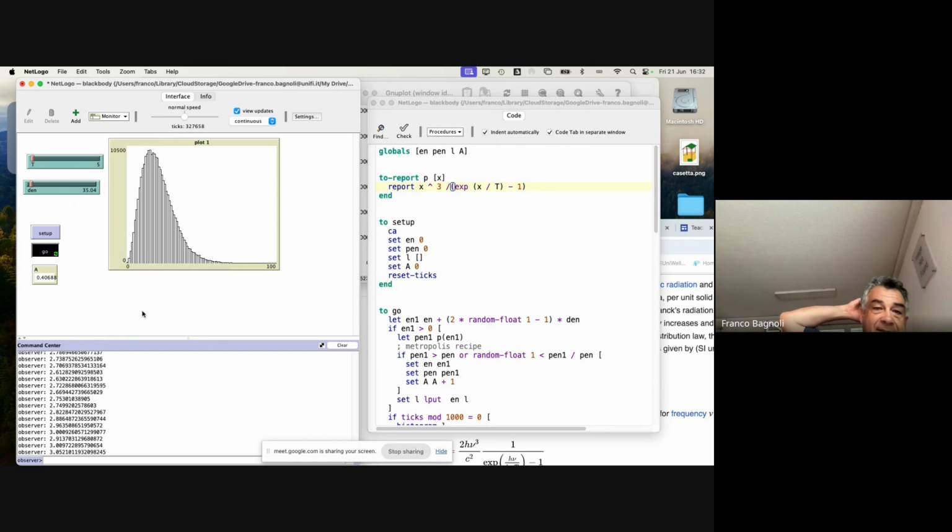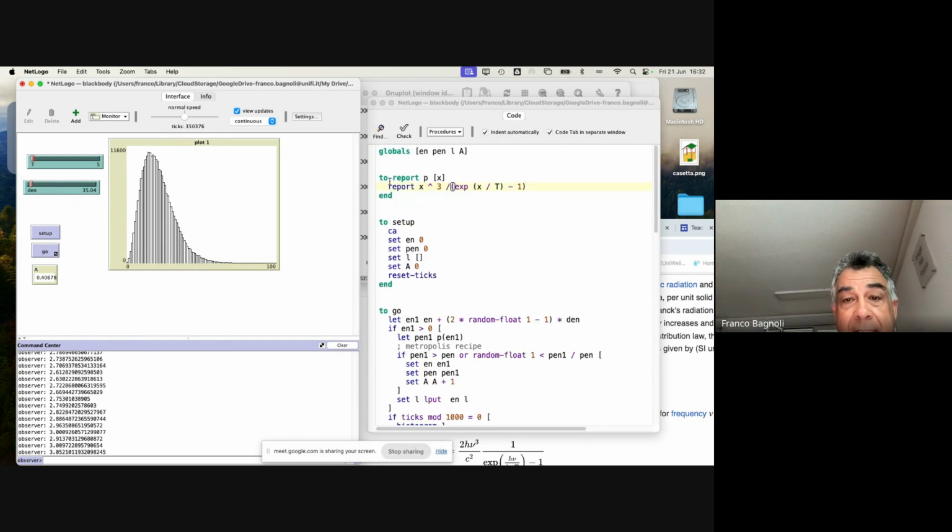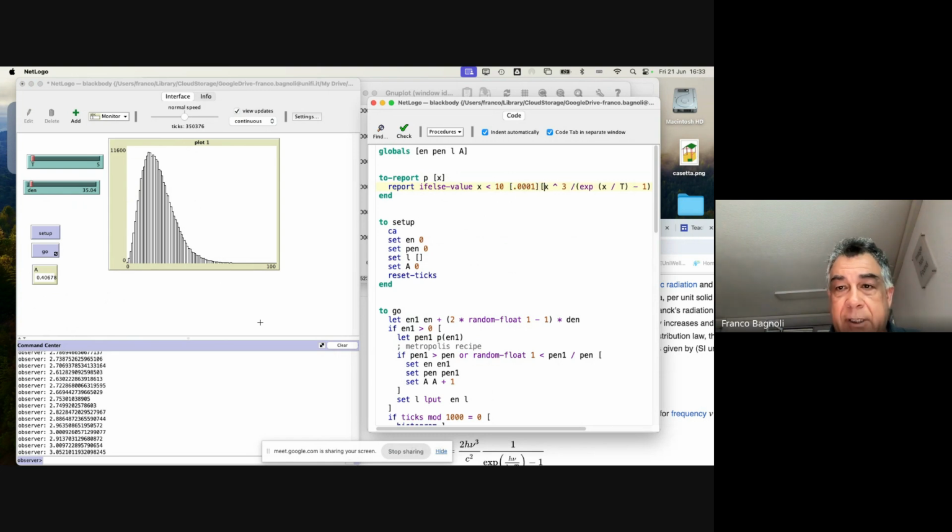It is an interesting application, no? And so with this you can generate all your photons. So let's suppose that now we want to have a hole below a certain threshold. So if x is less than, I don't know, 0.001, we want to have a flat distribution.